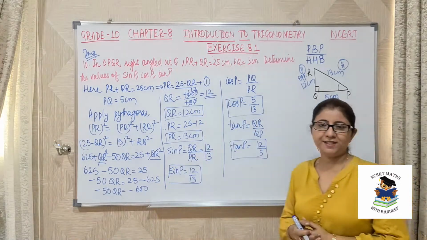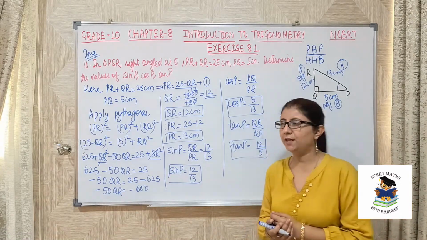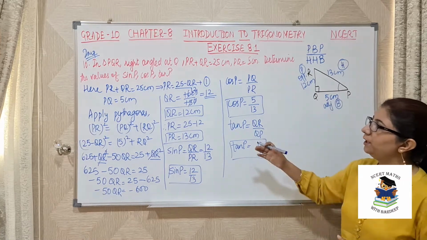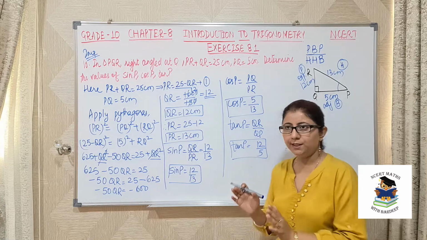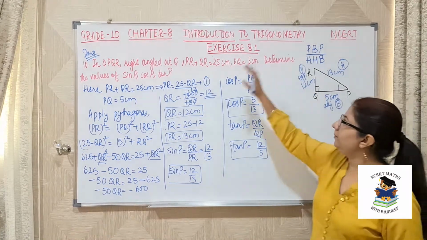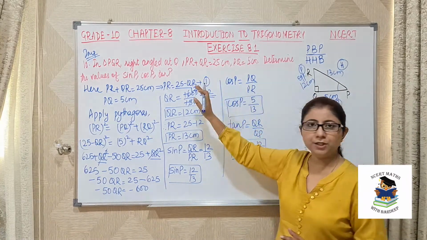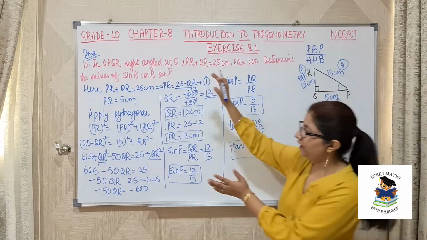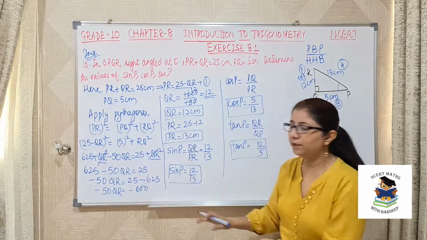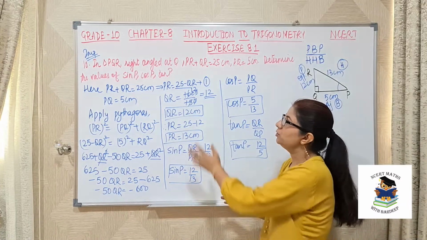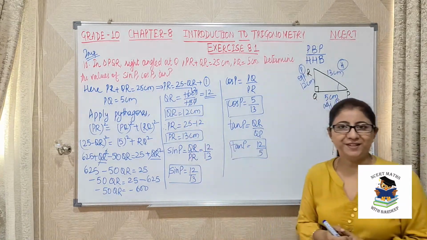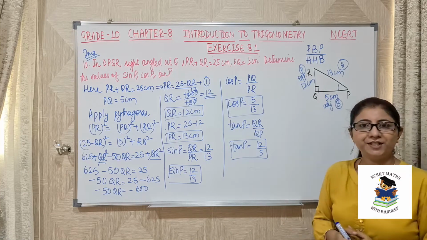I hope this question is clear to you. This is very important from the examination viewpoint. I repeat what we have done. First thing is we should find the length of each side of a triangle. On the basis of given conditions, whatever is given to us, we have found the values of all the sides using Pythagoras theorem. After finding the values, we can find the trigonometric ratios. I hope this question is clear to you.